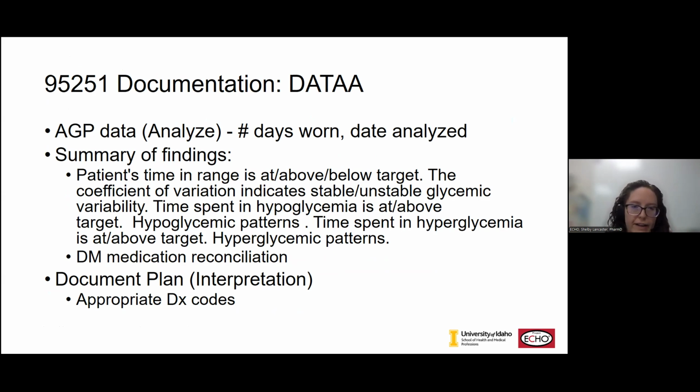Then we have the summary of findings that goes in that HPI. So we talk about, is the patient in time in range? Where is it at with that? Is the coefficient of variation stable or unstable? Is the patient spending time in hypoglycemia, and what patterns are we recognizing? Are they spending a lot of time high with high blood sugars, and where are those patterns really lying? And ensuring to do a complete diabetes medication reconciliation, because that's going to impact your interpretation and plan moving forward. And then, of course, making sure that you document your plan with those appropriate diagnosis codes.